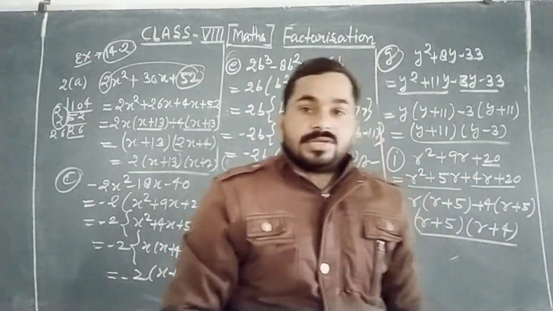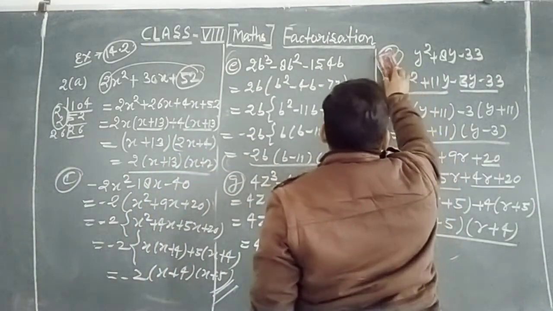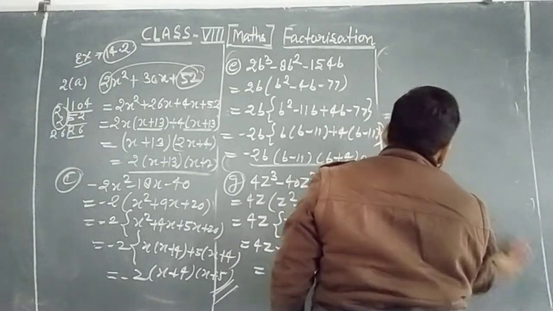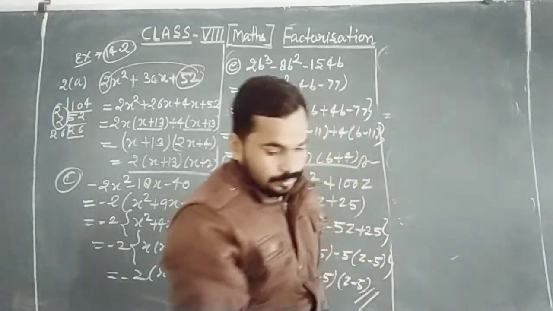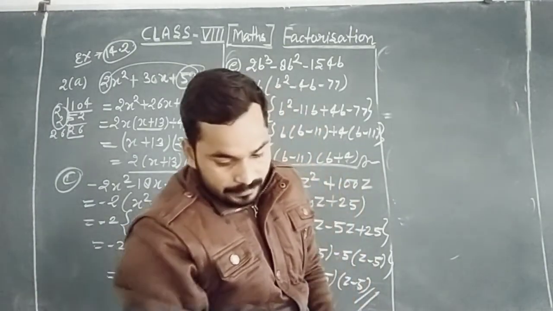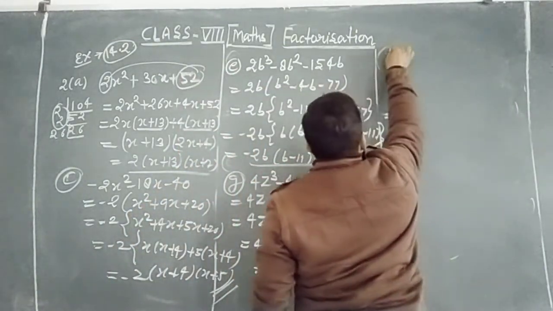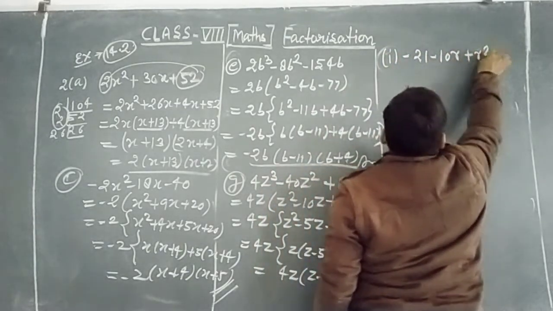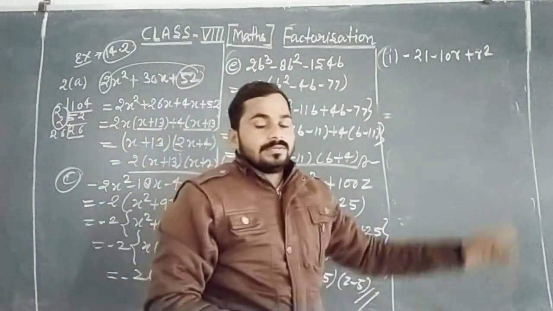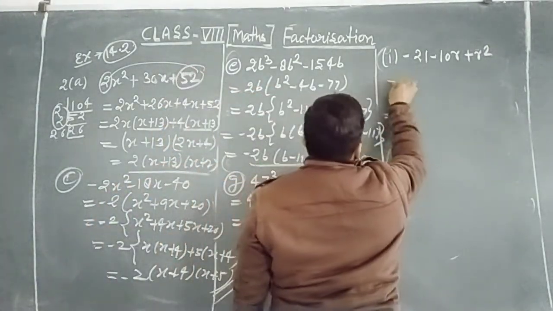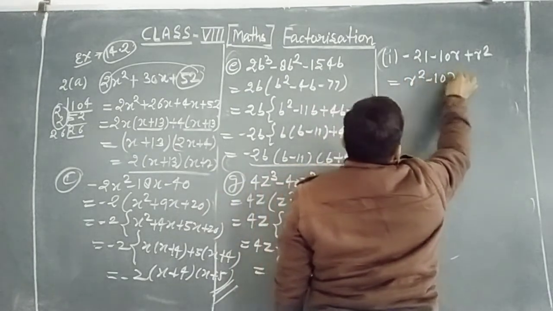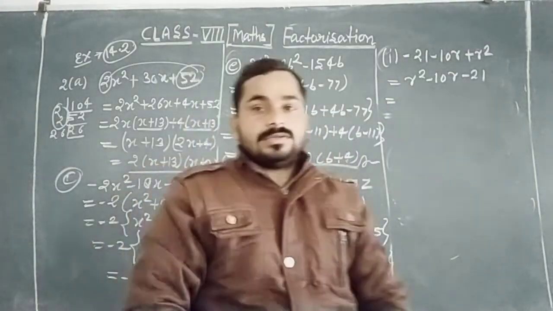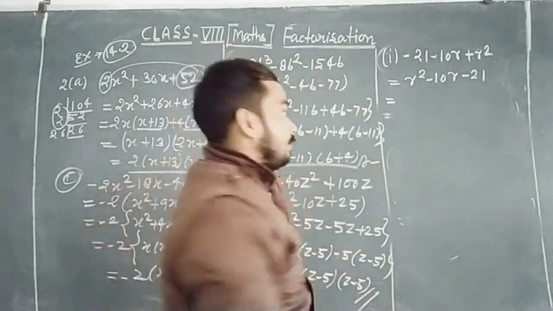Take the I part of question number 2. All the questions are in process. We have to understand and factorize the questions. Minus 21 plus 10r minus r square. So write in the reverse order of this question: r square minus 10r plus 21. Factors of 21 that make 10: 7 and 3 are 21, 7 plus 3 is 10.